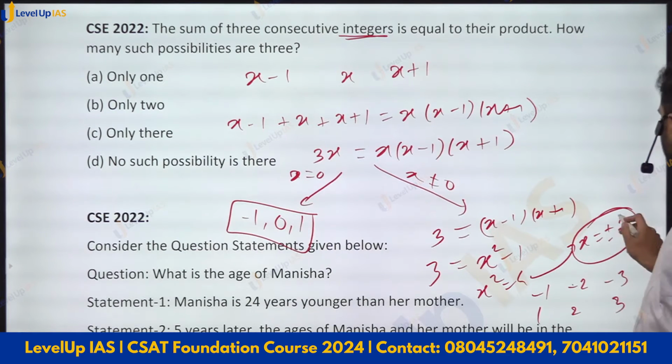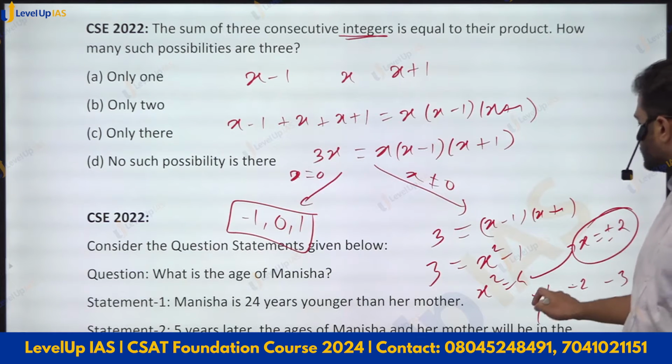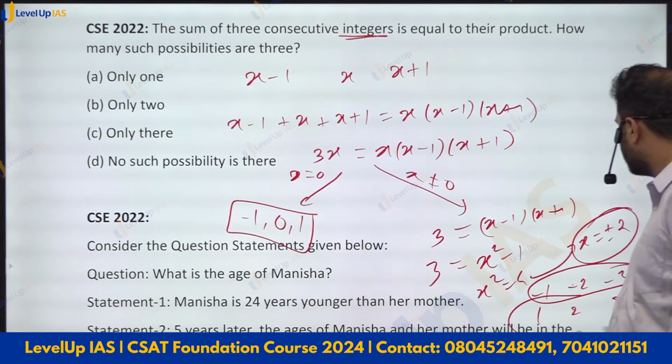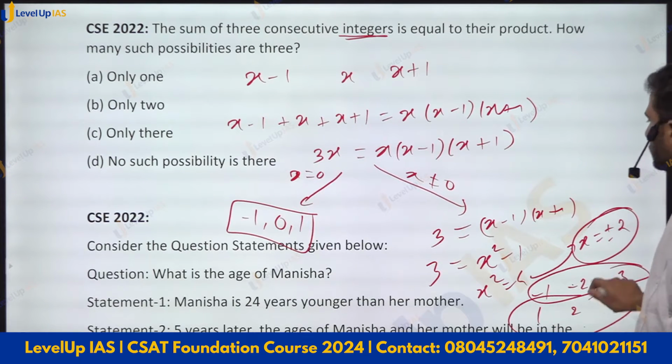If x is minus 2, then x plus 1 is minus 1 and x minus 1 is minus 3. And if x is 2, x minus 1 is 1 and x plus 1 is 3. So this is one possibility and this is another possibility. That is all. So 1, 2 and 3.